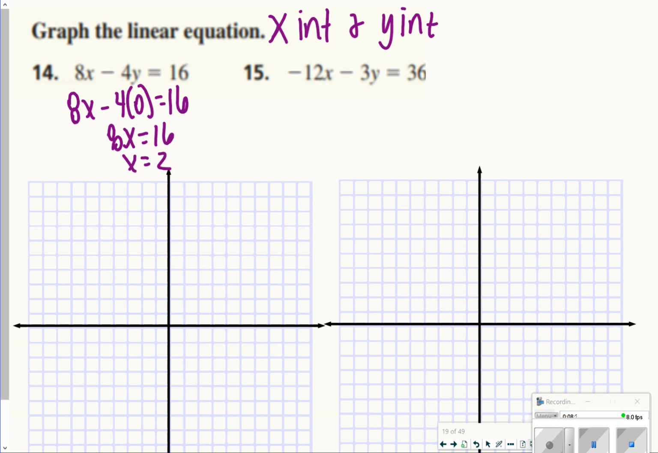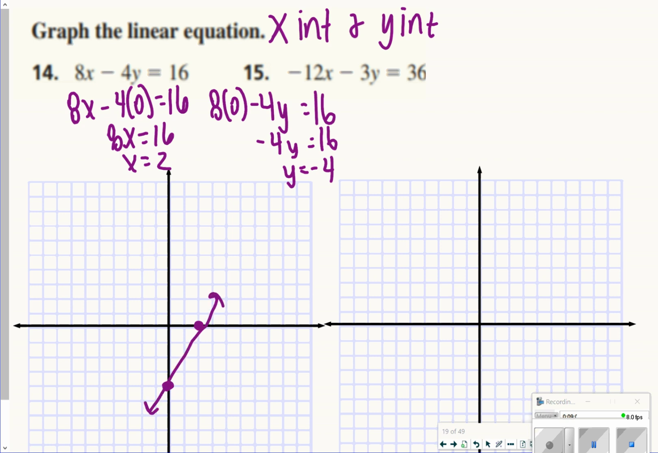So I come over here on my x-axis and plot the 2. And then I do the same thing for the y, but instead I'm just going to plug in 0 for the x. So 8 times 0 minus 4y equals 16. Basically that's -4y is equal to 16. So y is equal to -4. So on my y-axis I have 1, 2, 3, 4, and then I connect my 2 points.